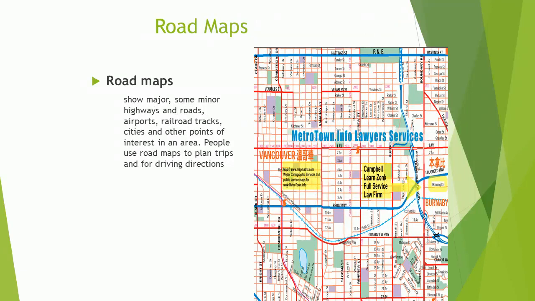Road maps show major, some minor highways and roads, airports, railroad tracks, cities and other points of interest in an area. People use road maps to plan trips and for driving directions.